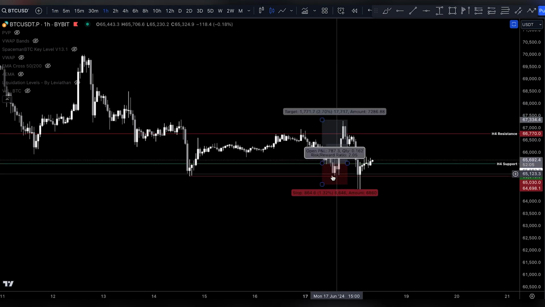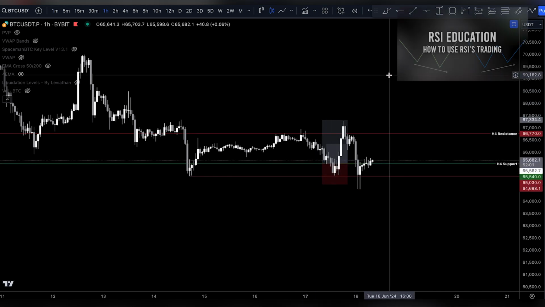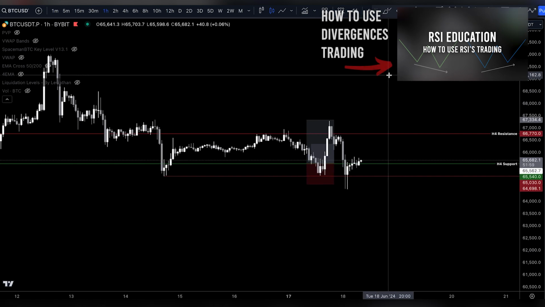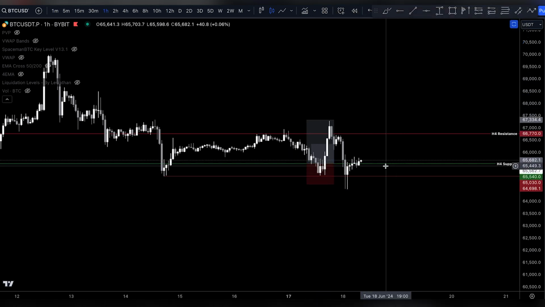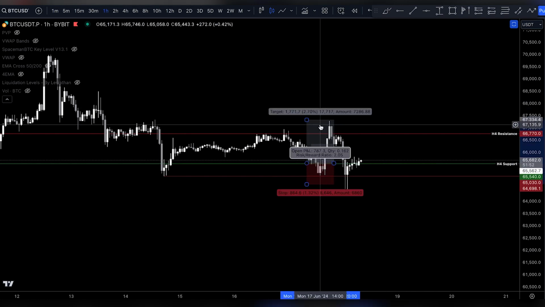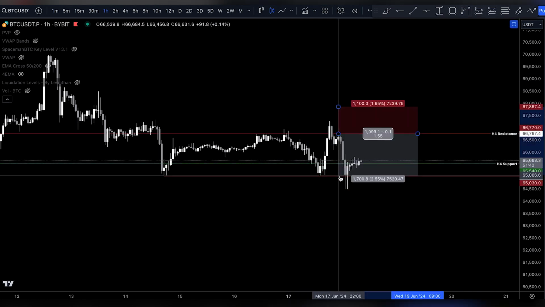You could have DCA'd down into the sweep, however you wanted to do it. You could have dropped it down and looked for lower time frame divergences, different things like that, however you actually personally trade. And you could have scalped from the support back up to the resistance. Once again, as you reach the resistance, you have some triggers for a trade as well.